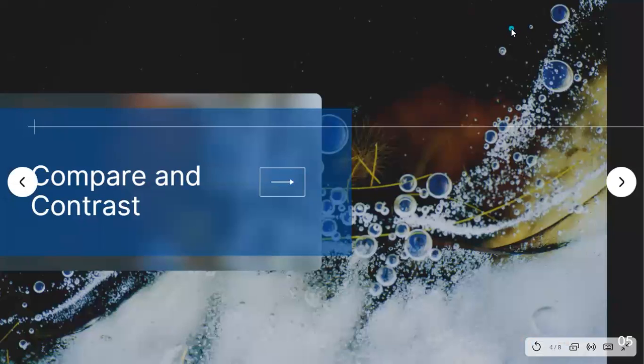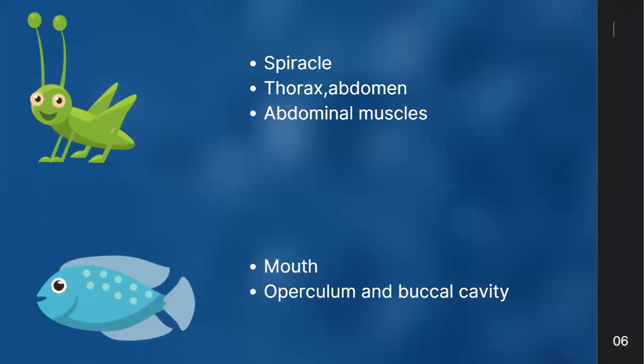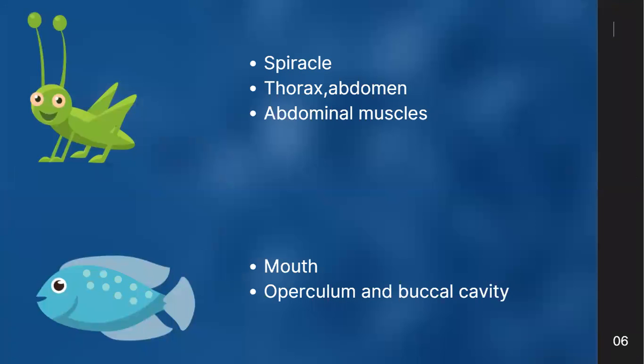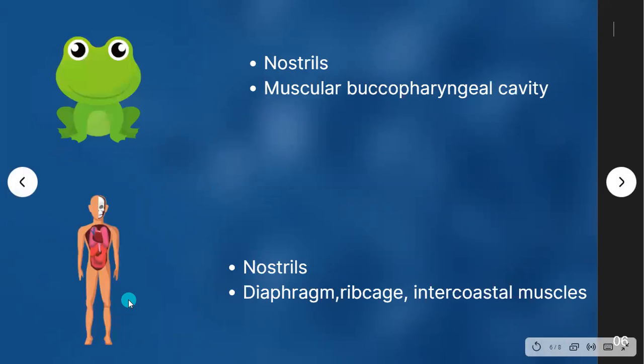All right, so next we're going to compare and contrast the breathing mechanism between humans and also animals. When we talk about compare and contrast, we always talk about the similarities and also the differences. So what are the similarities between all these animals and also humans? The animals we're going to talk about, which we also discussed during the last video, are insects, fish, and also frog, and we compare with the humans.